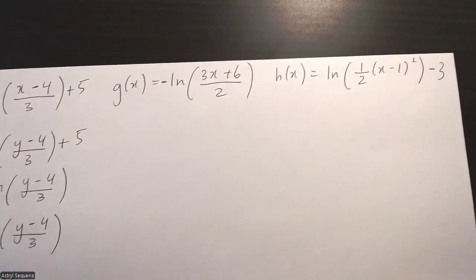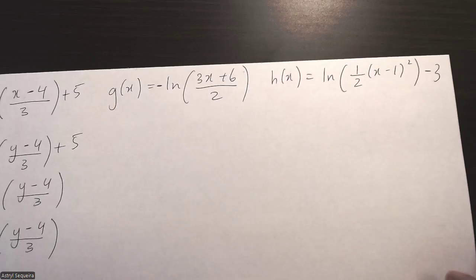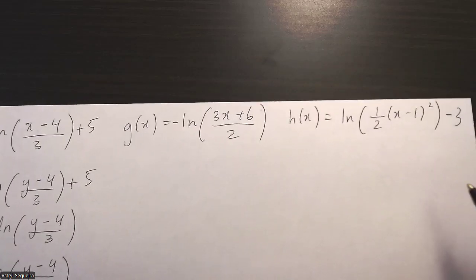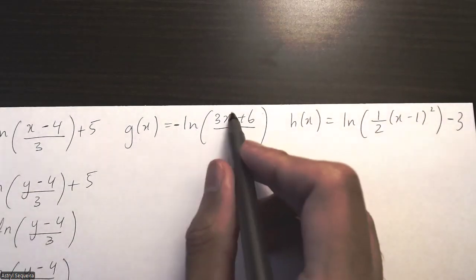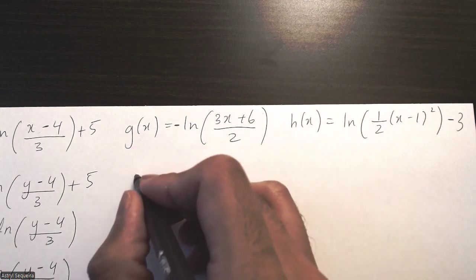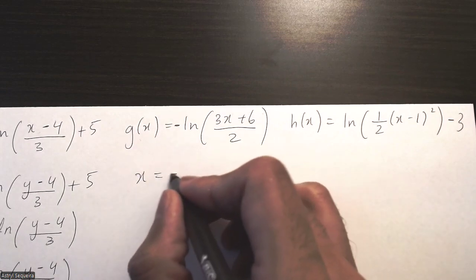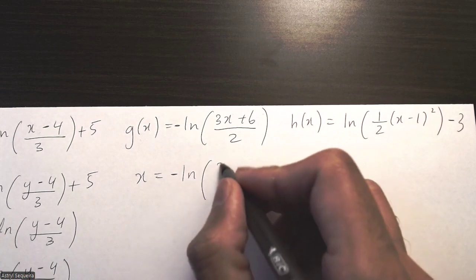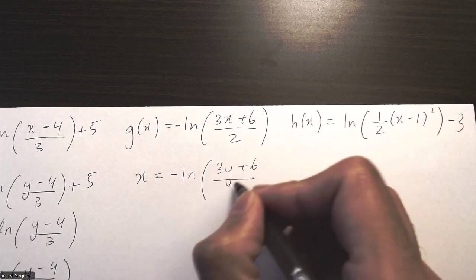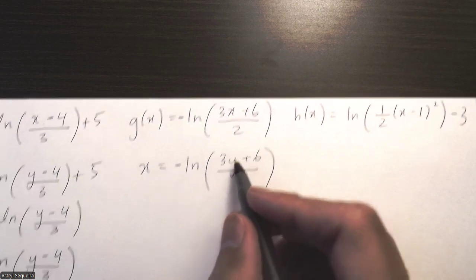Second and third question are pretty similar, just a bit of practice. So let's try this second one over here. Start by replacing my x with my y in this question. So x equals negative ln 3y plus 6 over 2. And then I have to isolate the y.